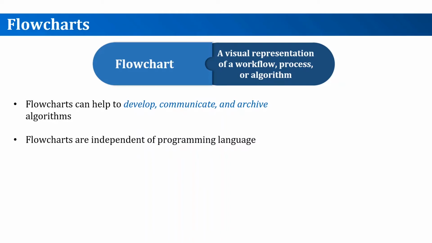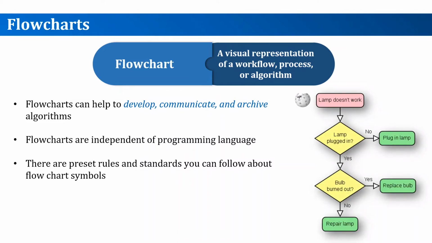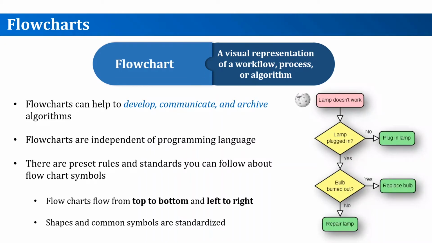like pseudocode. Although using boxes to draw the flow of a process can work and is considered a flowchart, more formal flowcharts follow certain rules and standards. For example, a flowchart flows from top to bottom and left to right. Also, different shapes are used to indicate various components of the chart. Let's have a look at some of these shapes.